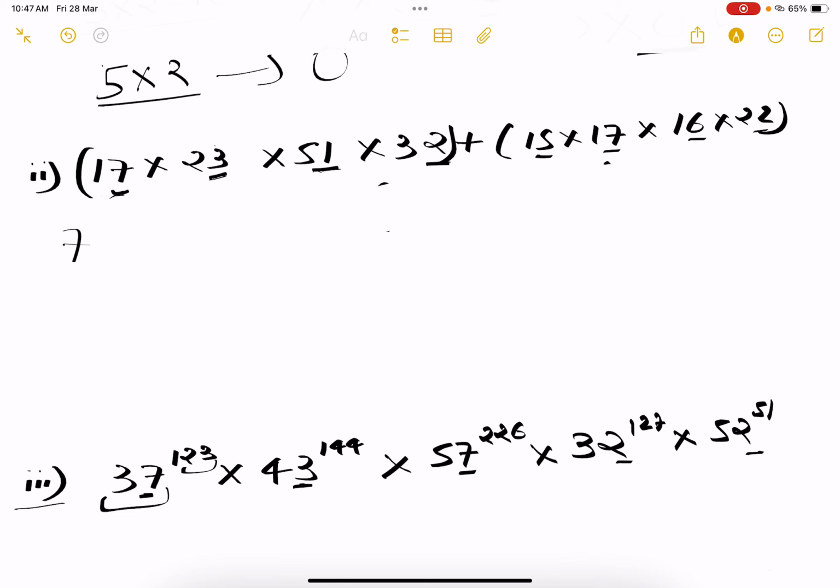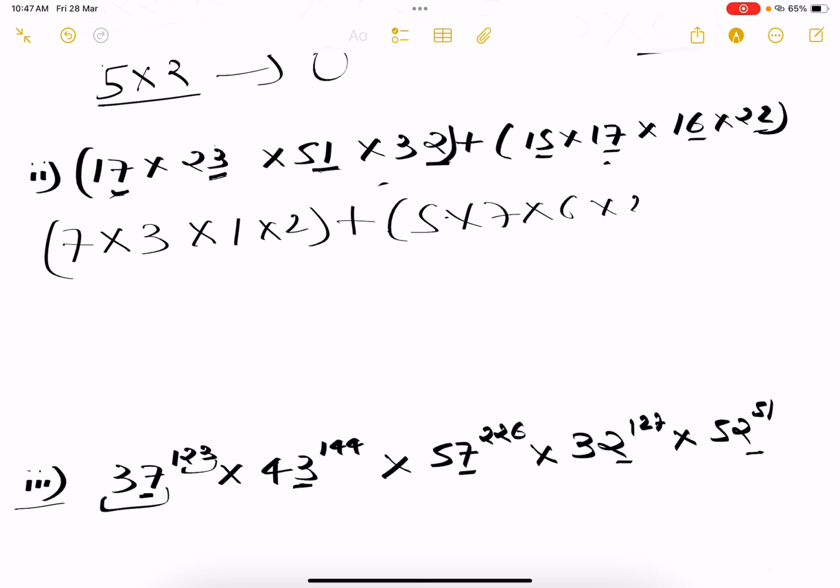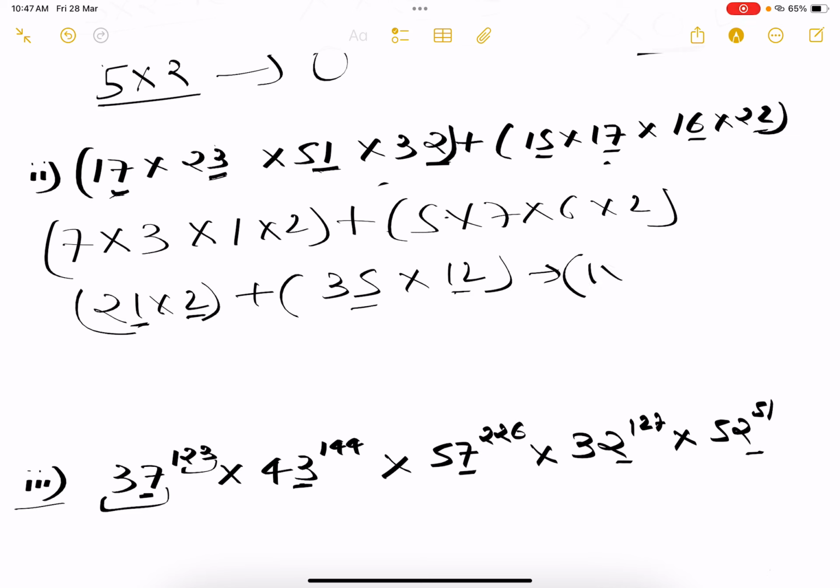What we do here is we just multiply this 7 into 3 into 1 into 2. Similarly for this one also, 5 into 7 into 6 into 2. So we get 21 into 2 plus 35 into 12. Now again we do not need to consider the whole numbers, we are just concerned about the unit digit. So we multiply the unit digit again. It is 1 into 2 plus 5 into 2. So this becomes 2 into 2 plus 10. This becomes 12. Okay. So the unit digit here is 2.